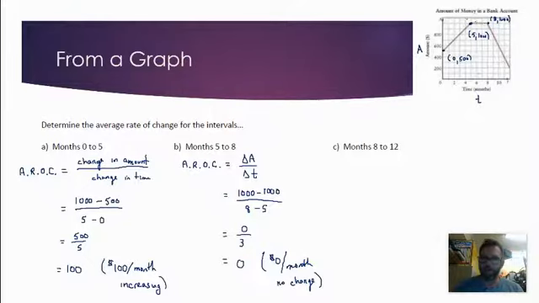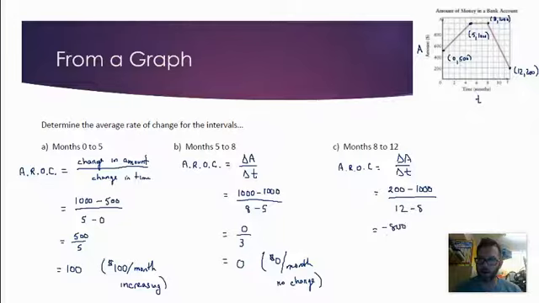And 8 to 12, let's do that. So 12, 200 is that final point. So the average rate of change between these 2 months, I'll just keep using delta A over delta T, change in amount over change in time. Okay, so the final amount was $200. The initial amount was $1,000. And this happened over 12 minus 8, 4 months. So we get minus 800 divided by 4.